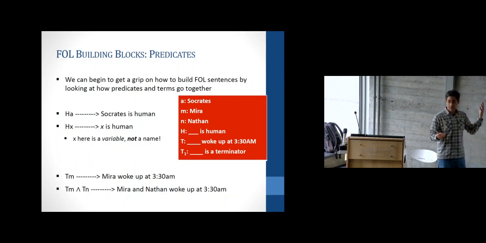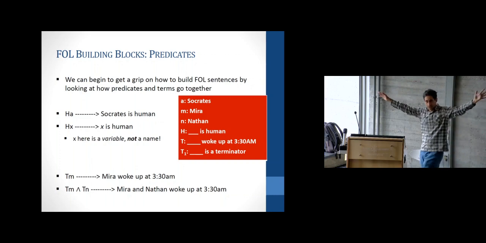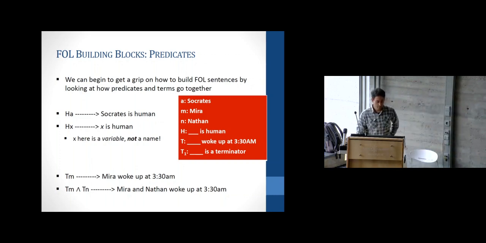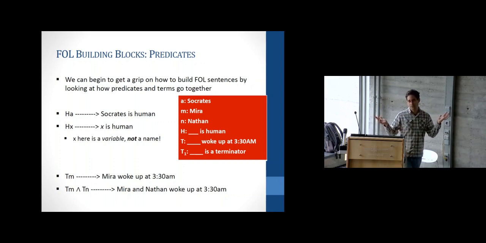TM and TN, okay, so this is a regular conjunction from truth functional logic. Mira and Nathan woke up at 3:30 a.m. Okay? So you can use all the connectives you know from truth functional logic to build up sentences. First the predicate, then the name. In English, in many natural languages, we don't talk like that.